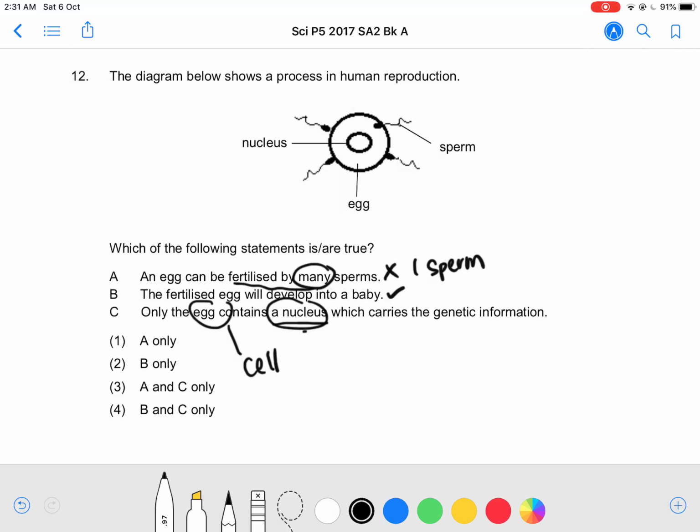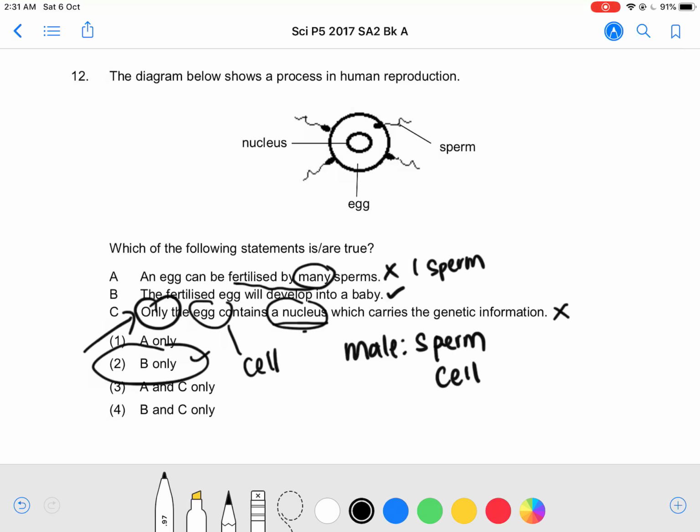It contains a nucleus. But the word only is quite suspicious already, right? Because the male reproductive cell, which is the sperm, also is a cell, and it is supposed to have a nucleus as well. All cells will have a nucleus. So this one is not true. The answer is B only.